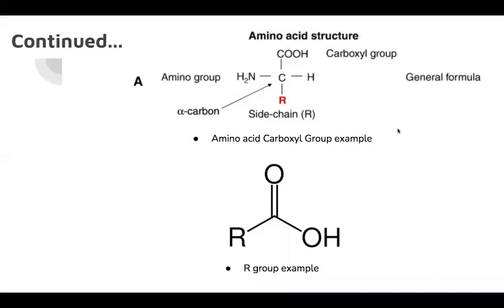So here we have the amino acid structure with a carboxyl group and the side chain R, and that's just the general formula, and then we have an R group example.